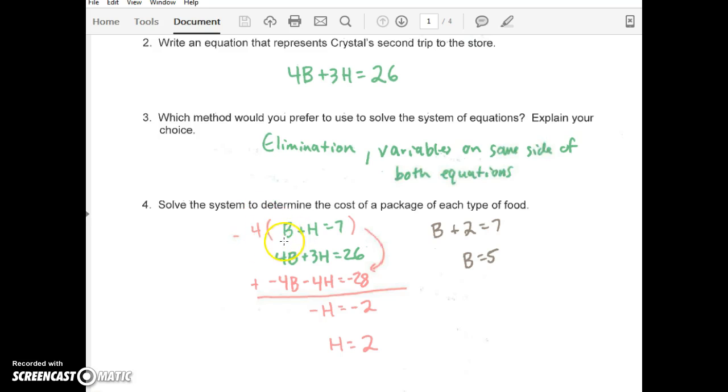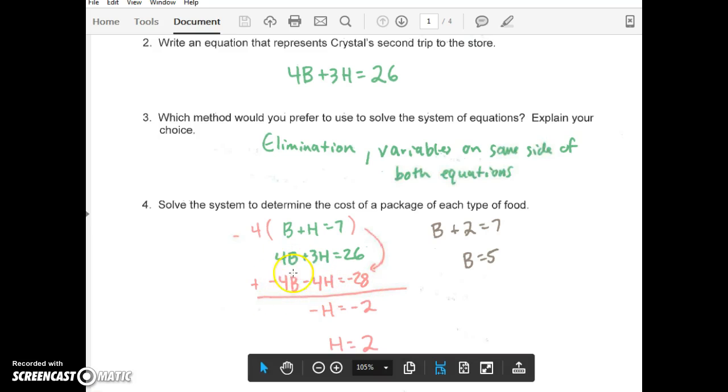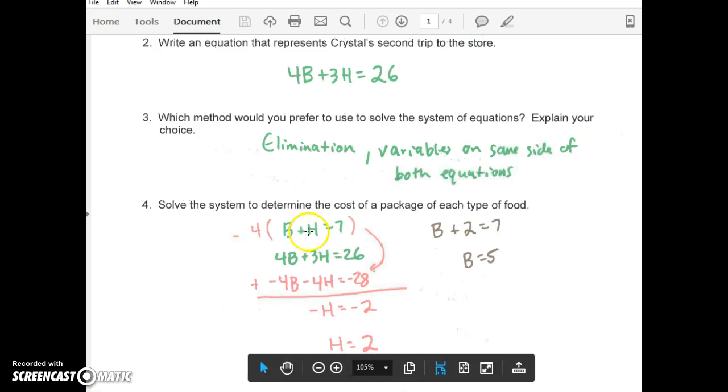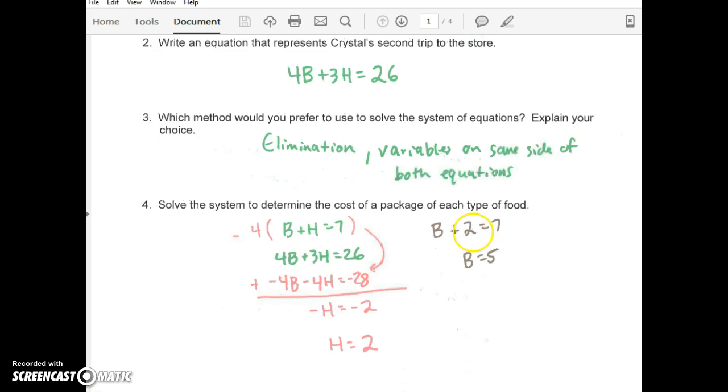I multiplied the top equation by -4 and brought it down here, giving me -4B minus 4H equals -28. When I combine these equations, the B's are going to cancel, and with the H's, I'm going to have -H. 26 and -28 is -2, so H is 2. And that is the cost of 1 package of hot dogs. To find the burgers, I can take the hot dogs and plug it in here, or any equation really, but this one seemed to be the easiest. And I'll have B plus 2 equals 7, so the burgers cost $5 per package.